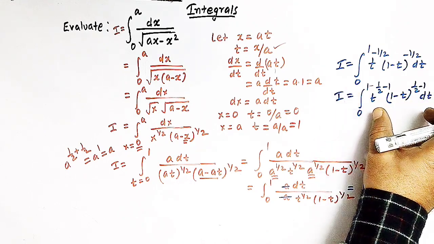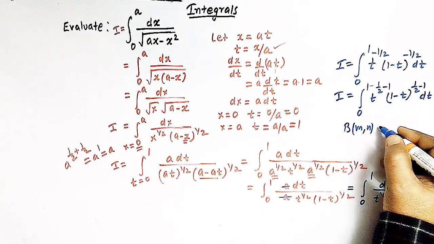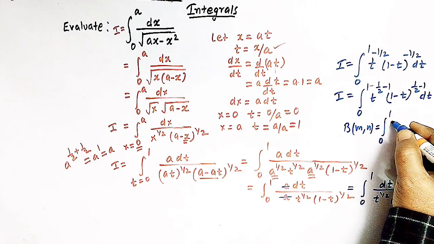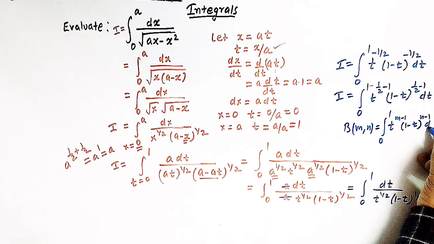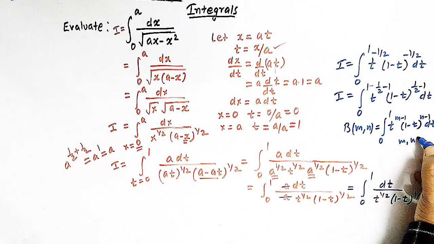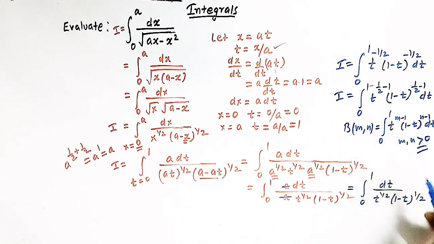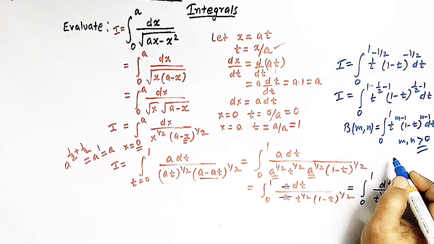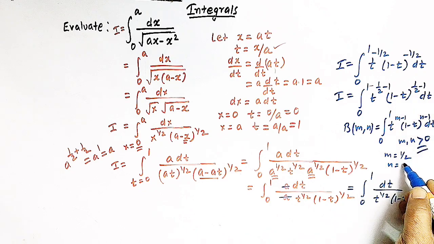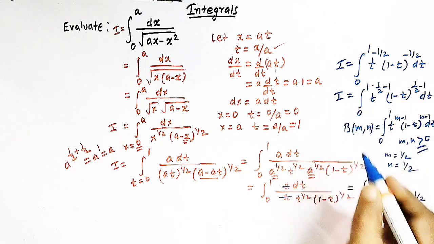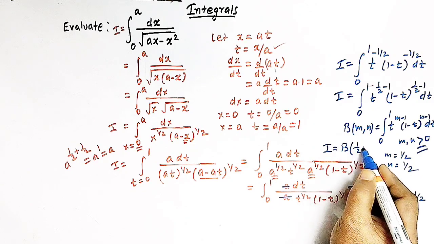So now we can see that this integral is similar to our beta function, that is beta m comma n is given by integral 0 to 1 t raised to m minus 1 and 1 minus t raised to n minus 1 dt, where m and n are greater than 0. And this integral is similar to this one. So if we compare both these integrals, then the value of m is half and the value of n is also equal to half. So this integral I is now equal to the beta function, that is beta half comma half.